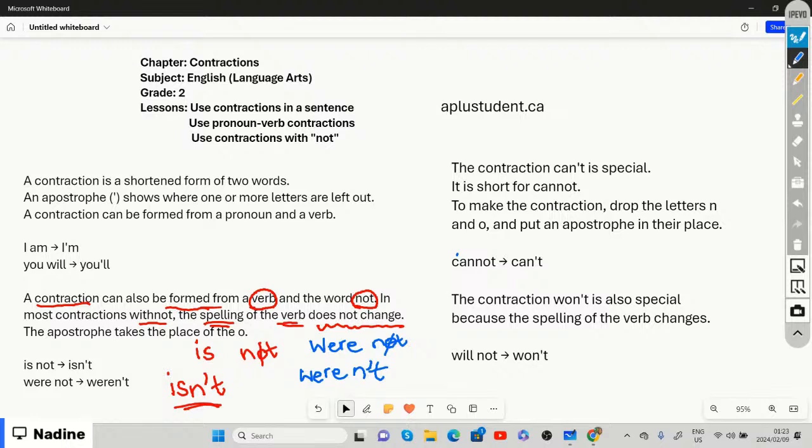Right? So here we have our contraction, which is weren't. It's like saying you weren't supposed to be here, or you weren't supposed to be in school today, or you weren't supposed to do that assignment. Right? And we have were not, so now we have weren't.